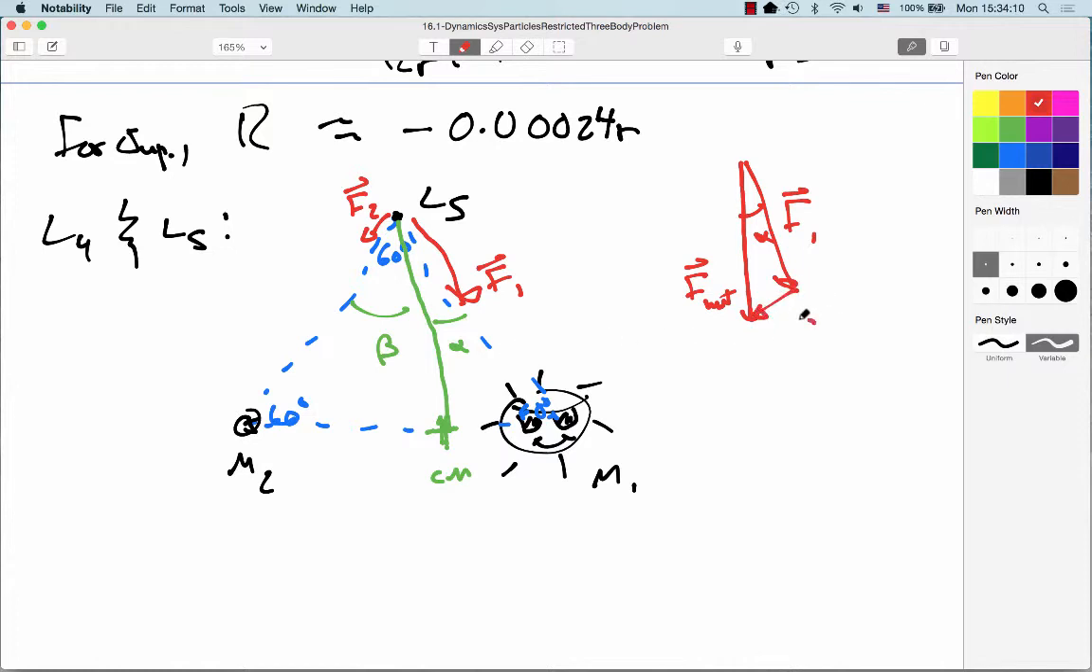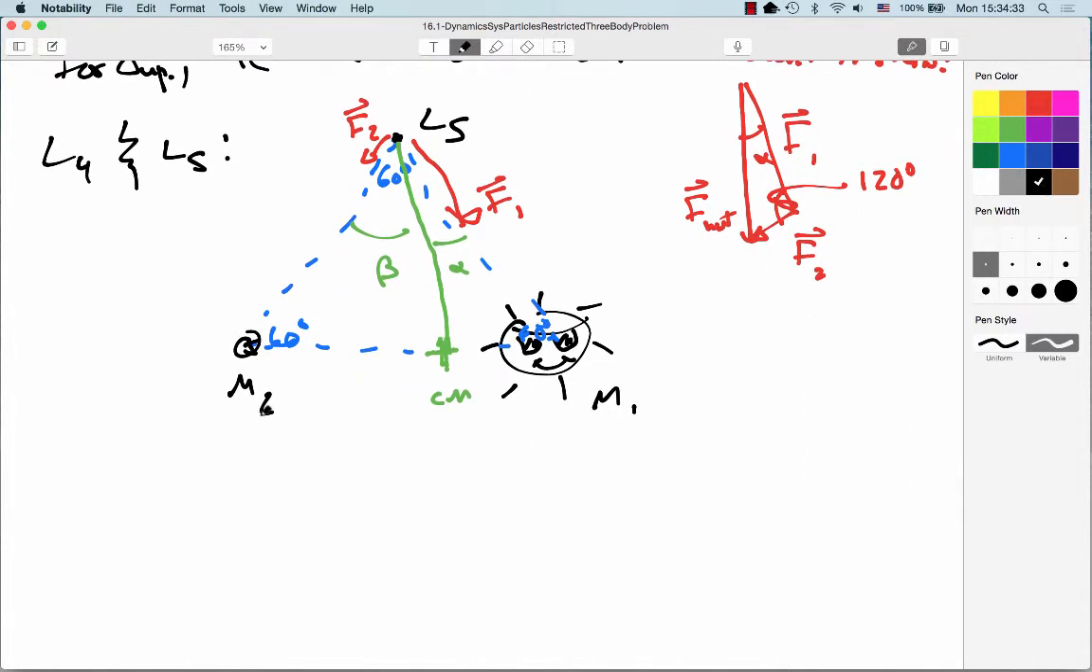So this will be F2. We follow our geometric constructions. This will have to be beta. And since alpha plus beta equals 60, that forces this to be 120 degrees. So we want to show this. If we do that, we're golden.